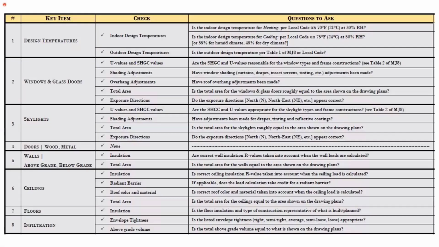This is a screenshot of some of the items that you're going to be looking at in a design load calculation, in a Manual J calculation. So these are inputs that are going to be put into the spreadsheet to come up with your load.